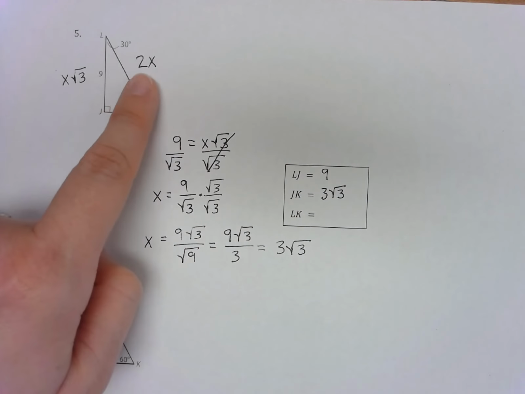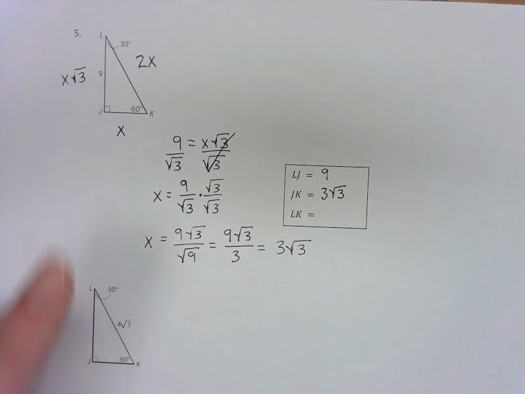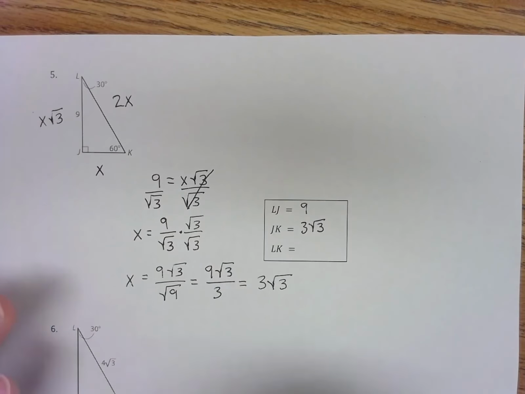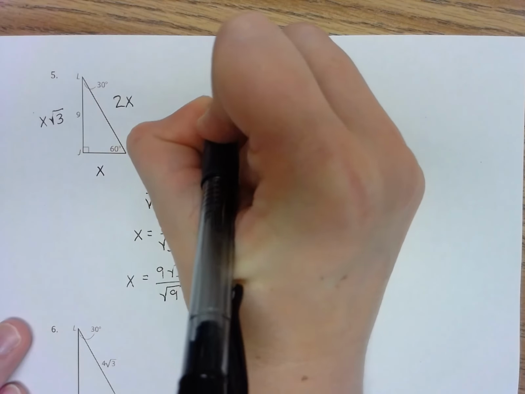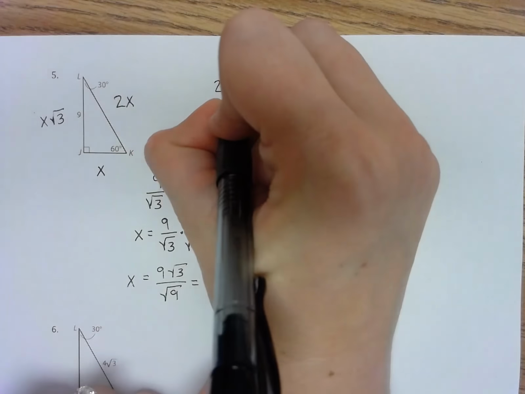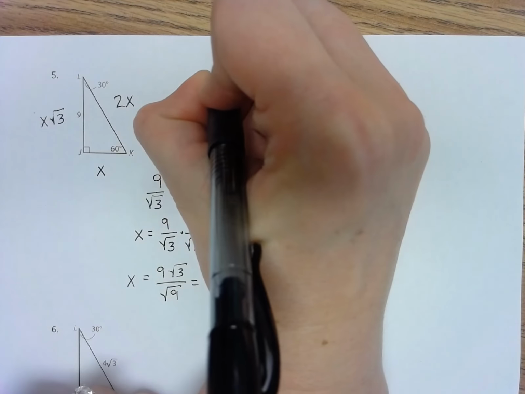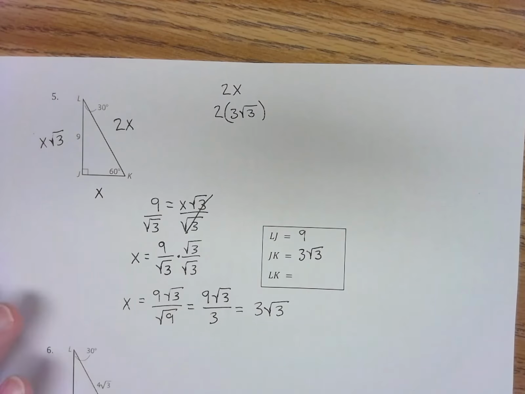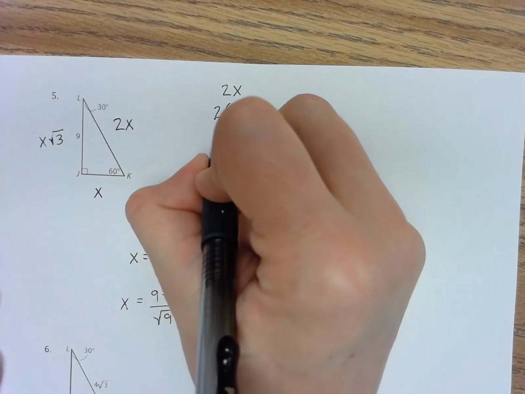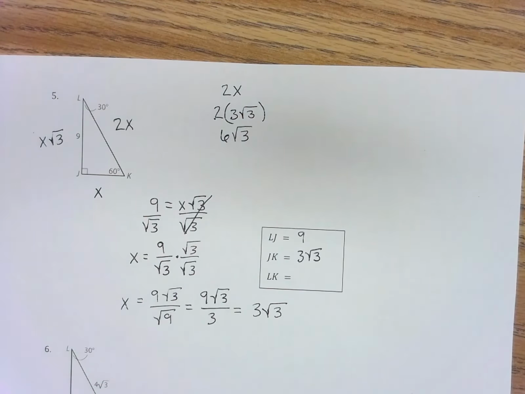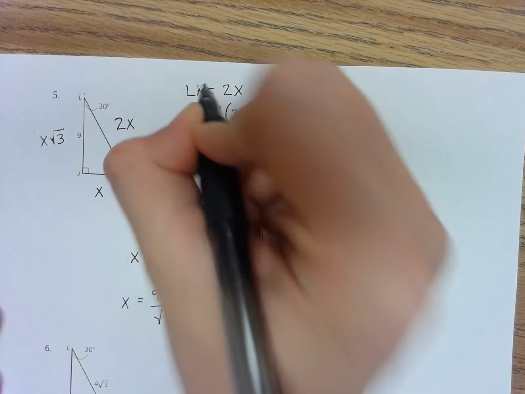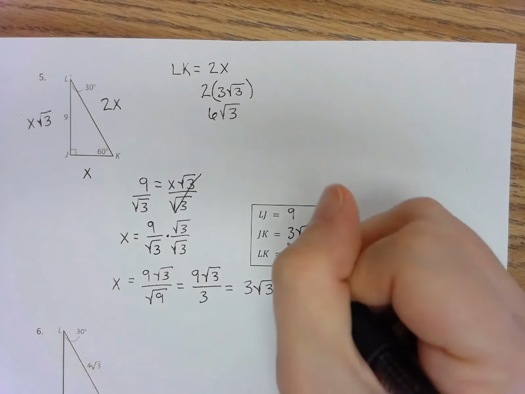So our last step is to find the length of the hypotenuse, 2x. Well, we just found x, so 2 times that, which is 3, the square root of 3. This is for 2x. We can multiply 2 times 3, which gives us 6, the square root of 3. And so that gives us the length of LK. So the length of LK is 6, the square root of 3.